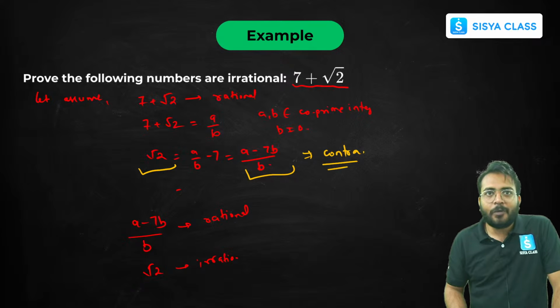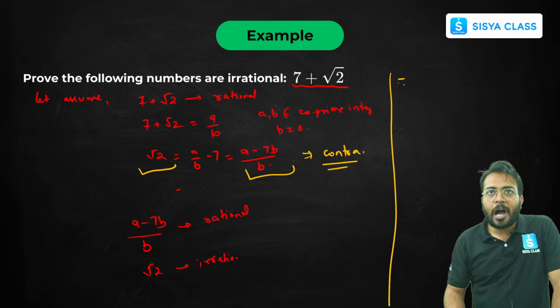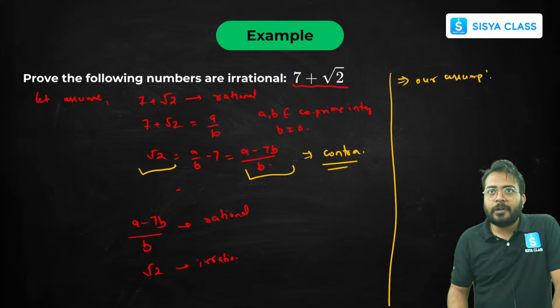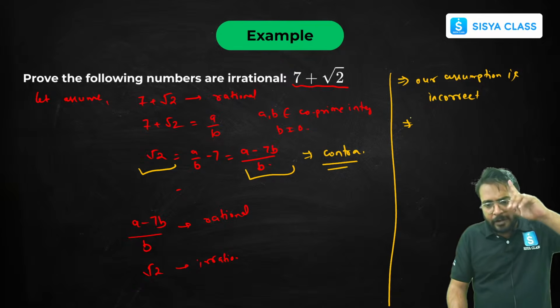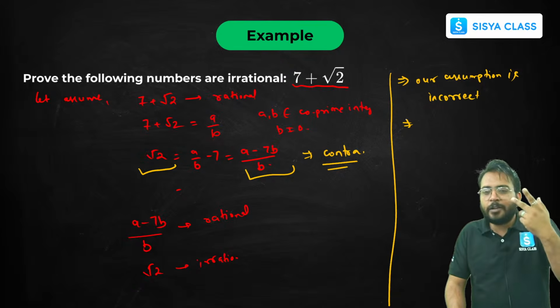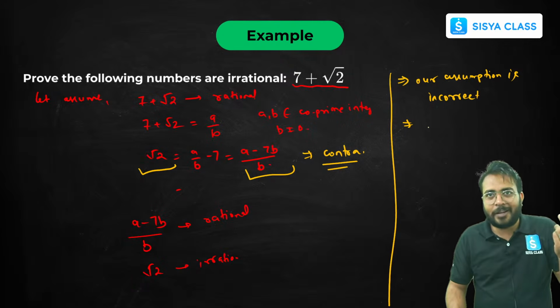And why is this happening? Because our assumption is wrong. Okay, our assumption is incorrect. And why is it incorrect? If it is not rational, then there is only one option, that it has to be irrational. Yes or no?